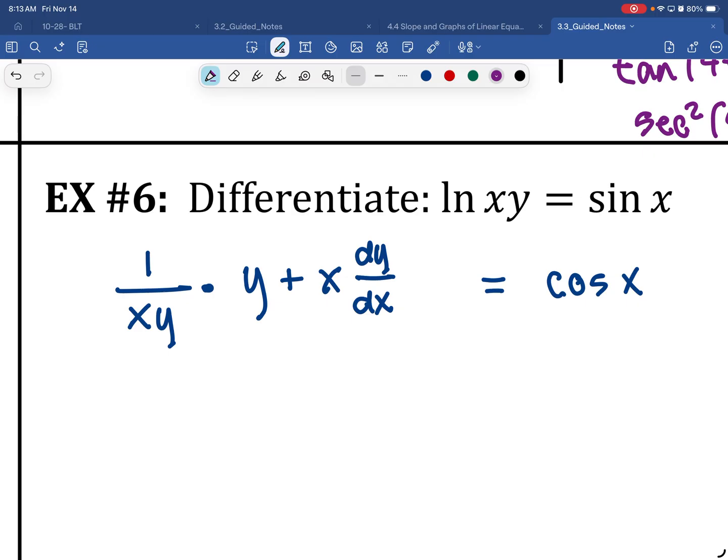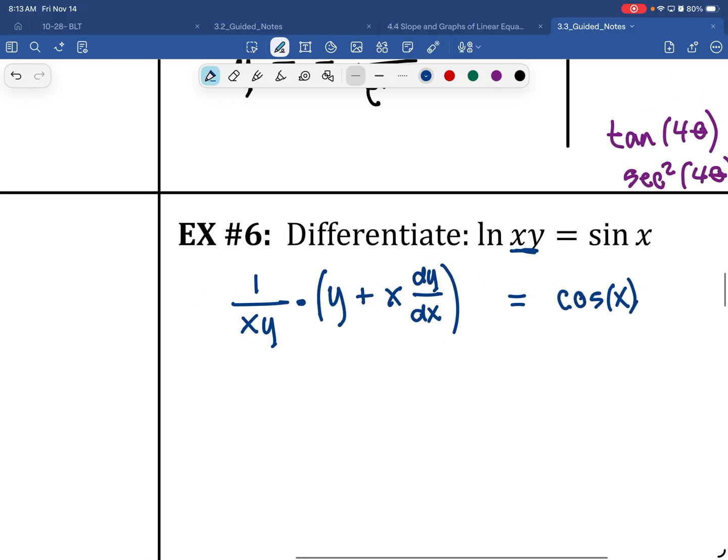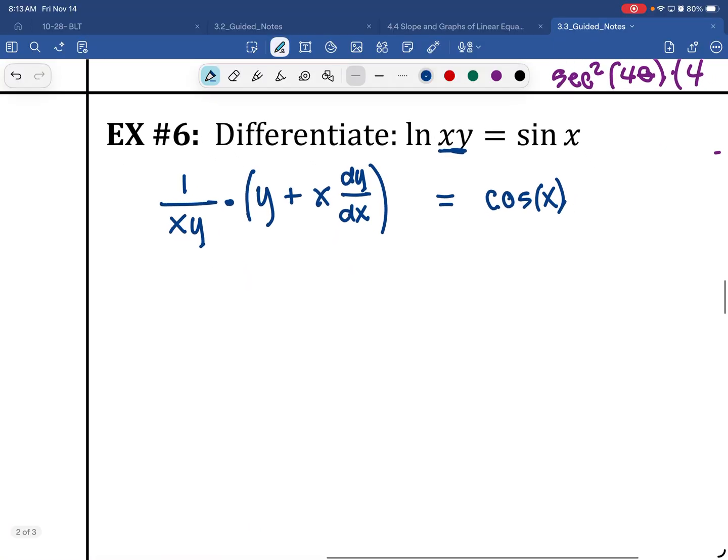Parentheses on the cosine of x? Parentheses, yes. On the x is optional. Right now, come on, Richard. Only the y is multiplied by the derivative of the natural log. That's wrong. The whole product rule piece, the derivative of all of this, has to be multiplied by the derivative of natural log. Don't be lazy with the parentheses.